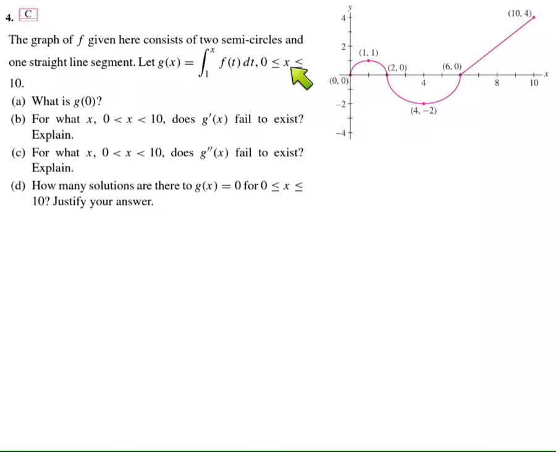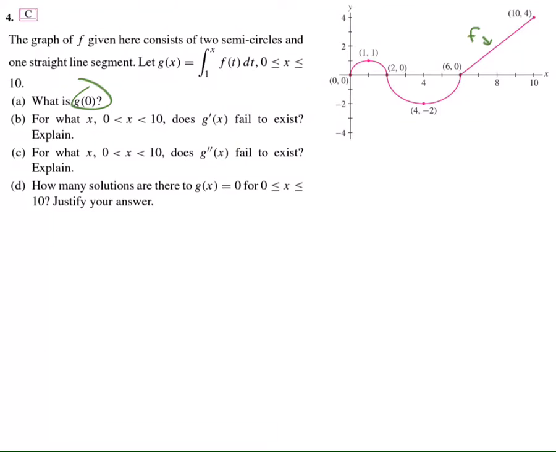So x is from 0 to 10. Because we have a graph, I want to make sure I label it because sometimes we forget what we're looking at. Okay, so this is the graph of f. We put it right there, we put it right here, it doesn't really matter. Just as long as you label it, you know that it's f. Okay, what is g of 0?